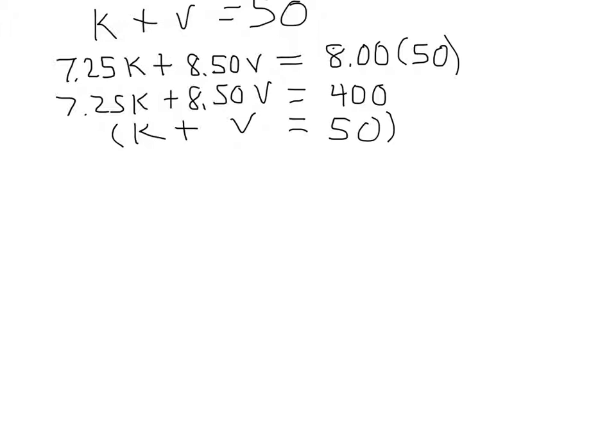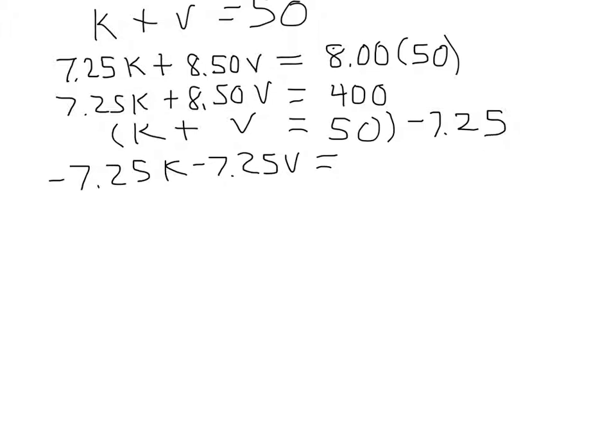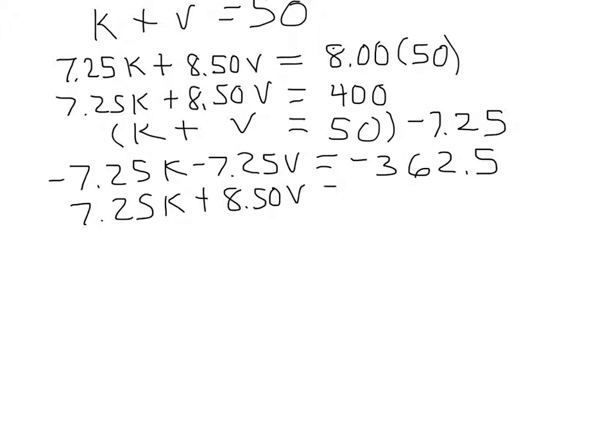I'm going to multiply both sides of the second equation by negative 7.25. That's the opposite of positive 7.25. That will give me negative 7.25K minus 7.25V equals negative 7.25 times 50 is negative 362.5. And we want to add that 7.25K plus 8.50V equals 400. So those are our two equations now.